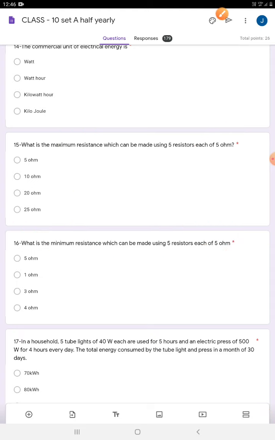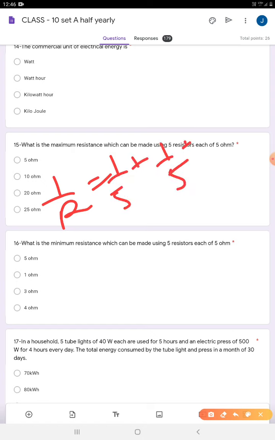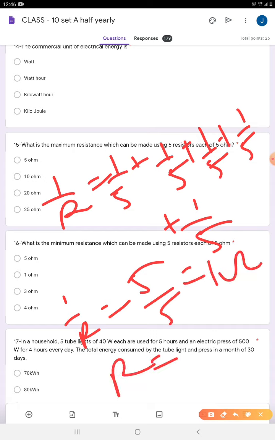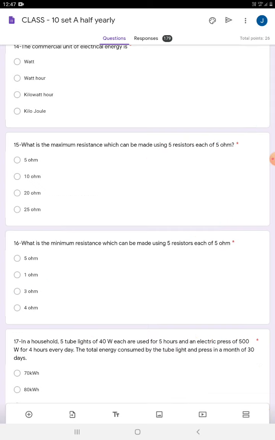And about minimum resistance, we can get minimum resistance by parallel combination. Then we will do it like that, 1 upon 5 plus 1 upon 5 plus 1 upon 5 plus 1 upon 5 plus 1 upon 5. This is 5 times. When we solve this one, it will be 5 upon 5, which is 1. When we take the reciprocal of this, it will also be 1 ohm. So 1 ohm should be the answer. This is the minimum resistance which can be made using 5 resistors.